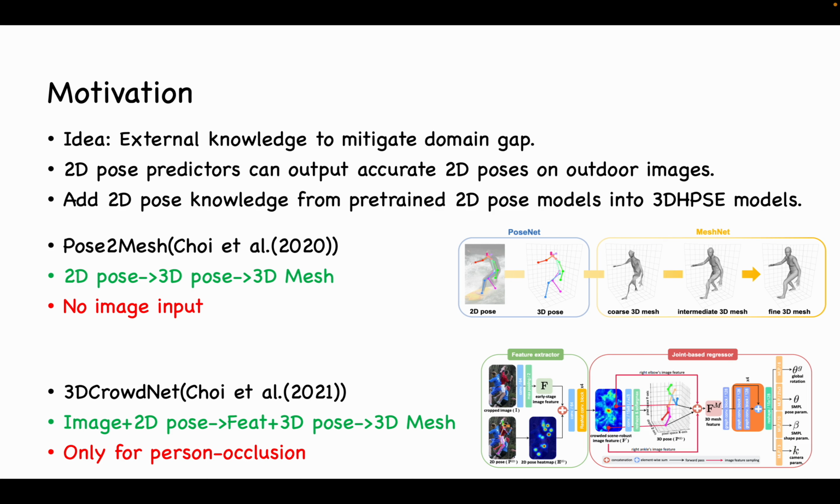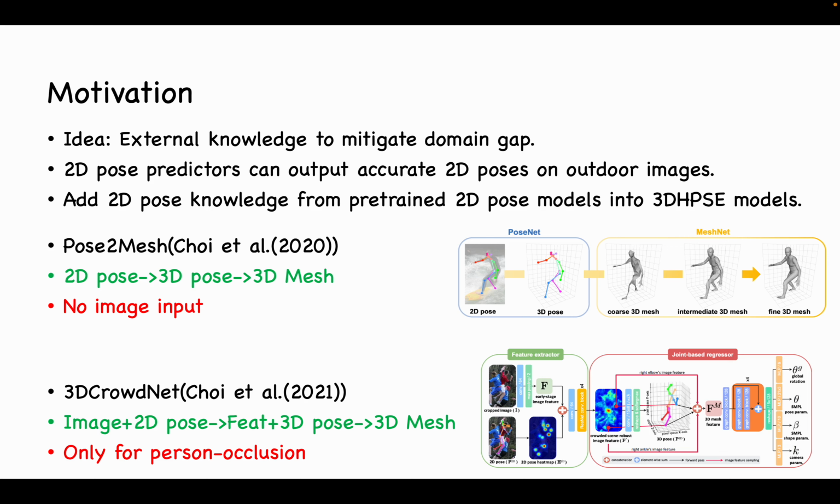Given the observation we made, our motivation is natural and simple. Our main idea is to leverage external knowledge to mitigate the domain gap. In this work, we use 2D pose knowledge from 2D estimators. Considering 2D estimators can output accurate 2D poses on outdoor images, they can naturally offer human pose knowledge for 3D HPSE models, even under the wild scenes. Therefore, we add 2D pose knowledge from pre-trained 2D pose models into 3D HPSE models, expecting it will lead to better performance of 3D HPSE models.